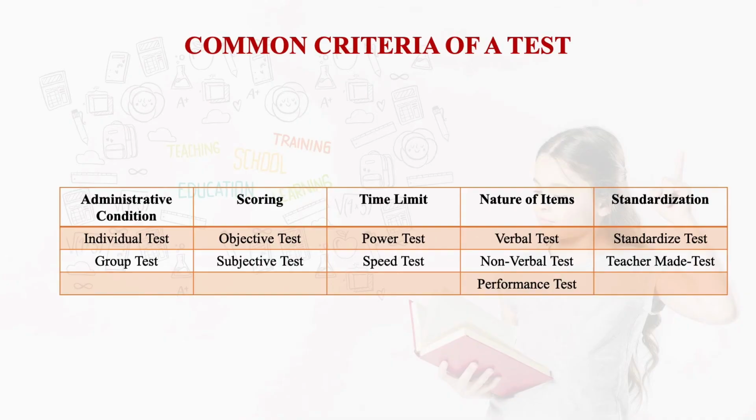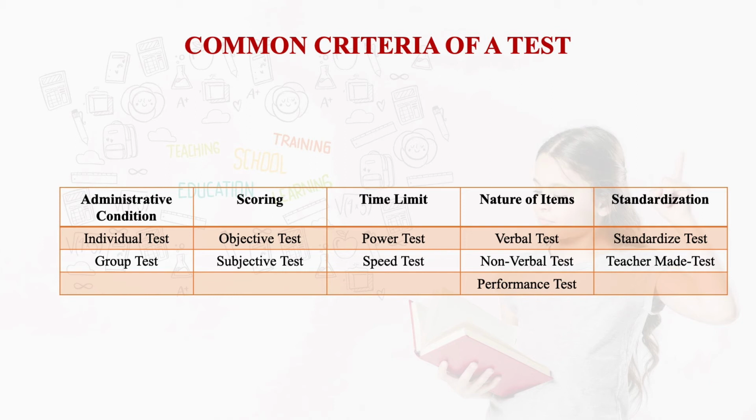And further, we can say there are certain common criteria of a test. Keeping in consideration the criteria of administrative condition, a test is either an individual test or a group test. Individual test means that at a time, as a teacher, you can administer that test upon only one individual, one child or one learner. And a group test means a test can be used among a group of learners together at a time.